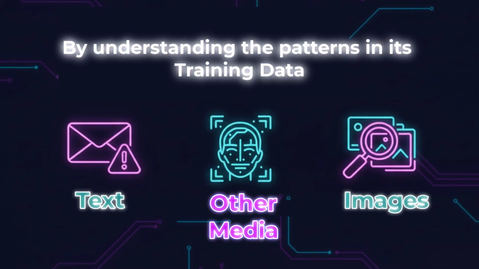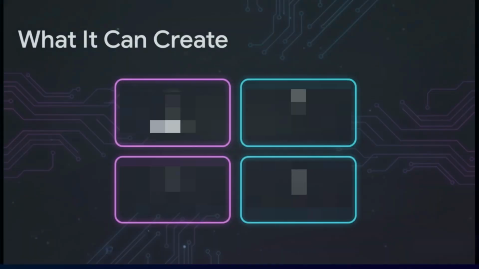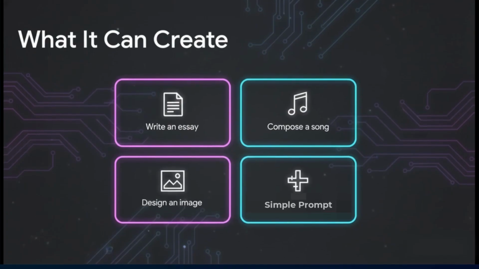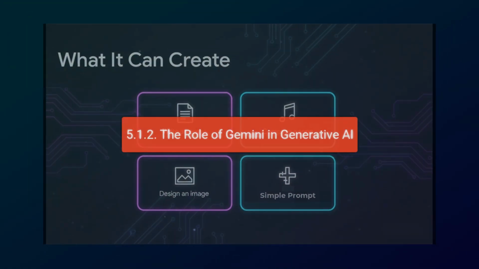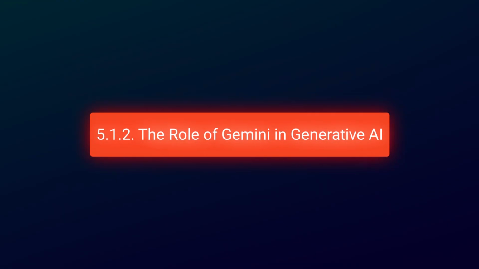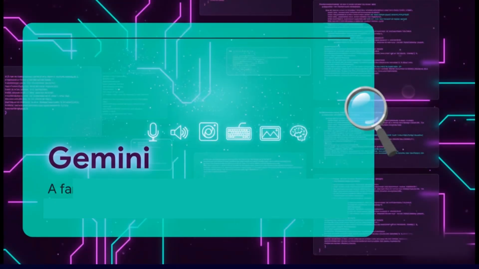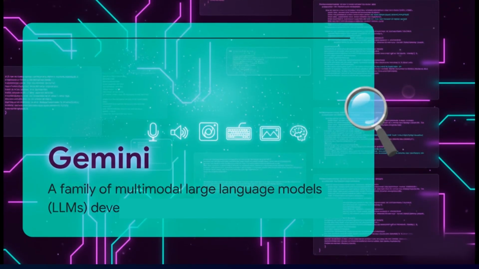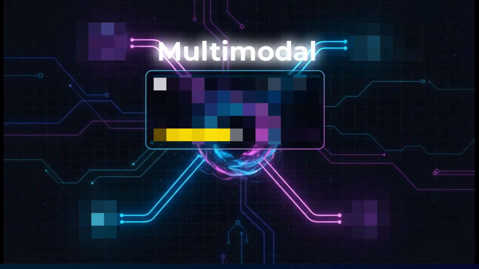It is the technology behind tools that can write an essay, compose a song, or design an image from a simple prompt. The role of Gemini in generative AI. Gemini is a family of multimodal large language models, or LLMs, developed by Google. The term multimodal is a crucial distinction.